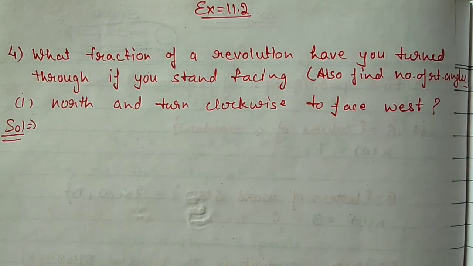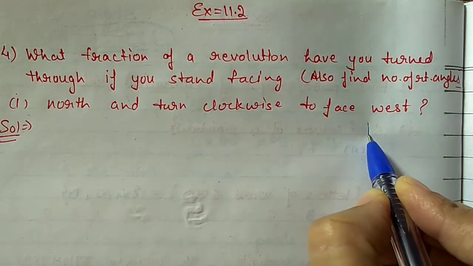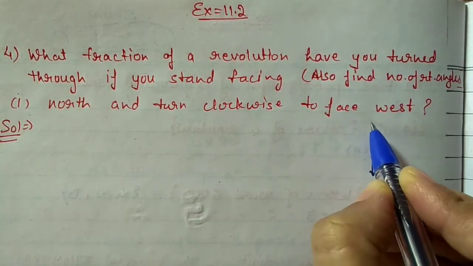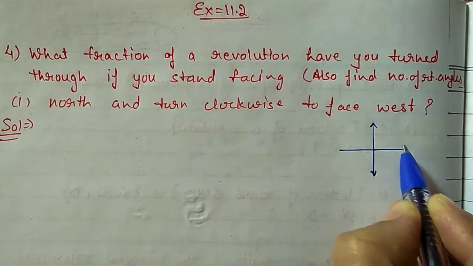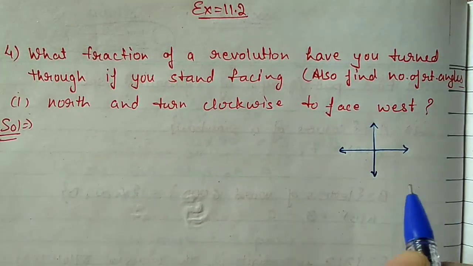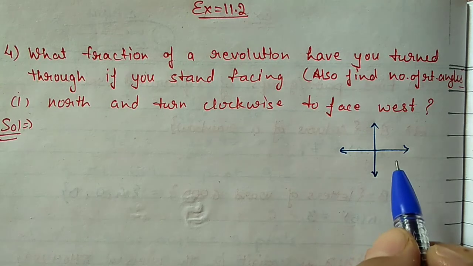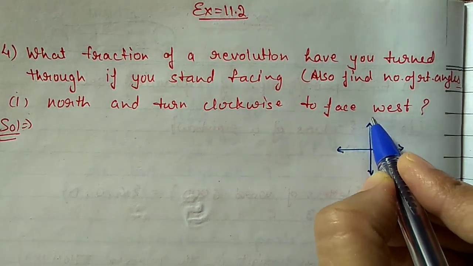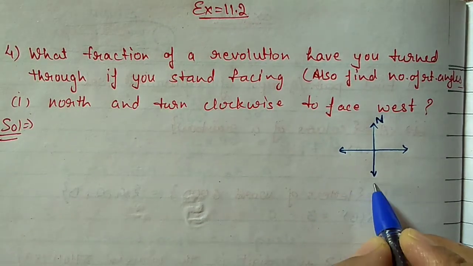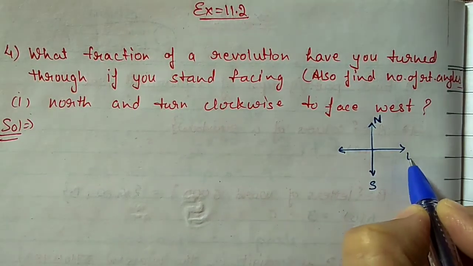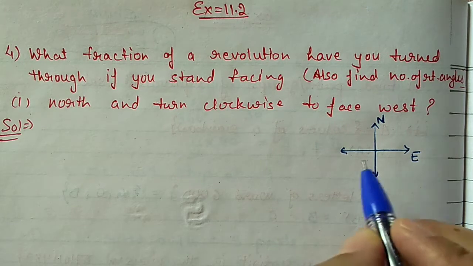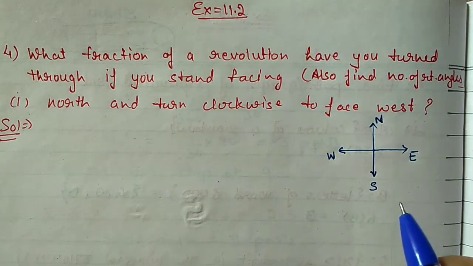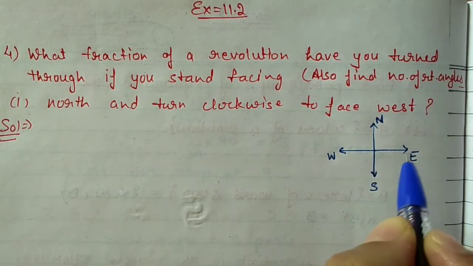So for directions, we always have to follow this. Make a plus symbol. When you are doing any problem in the notebook or on the board, we have to follow this rule. The top one is always north, down is south, the right side is east and the left side is west. We have to follow this.